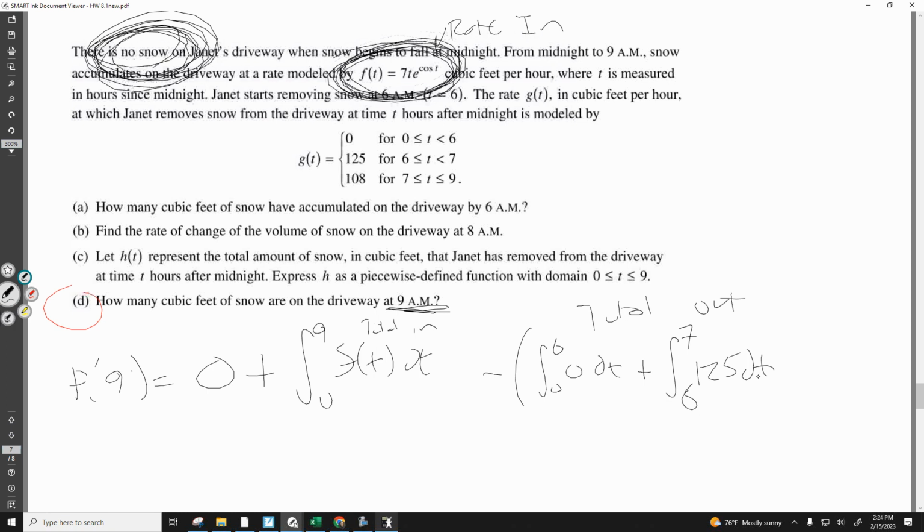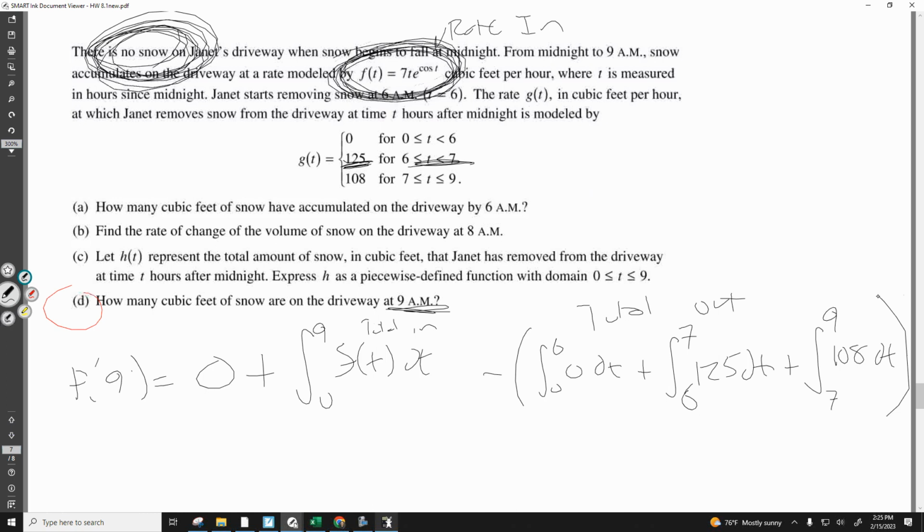This should make sense. 125 feet per hour over 1 hour. This is 125. But then I also have from 7 to 9, 108. Oh, 108 cubic feet per hour over 2 hours. Plug this into your calculator. I guarantee you get 216. It should make sense. It's a constant rate. Constant rate times time. Rates are not changing. You should be okay. What do we notice?